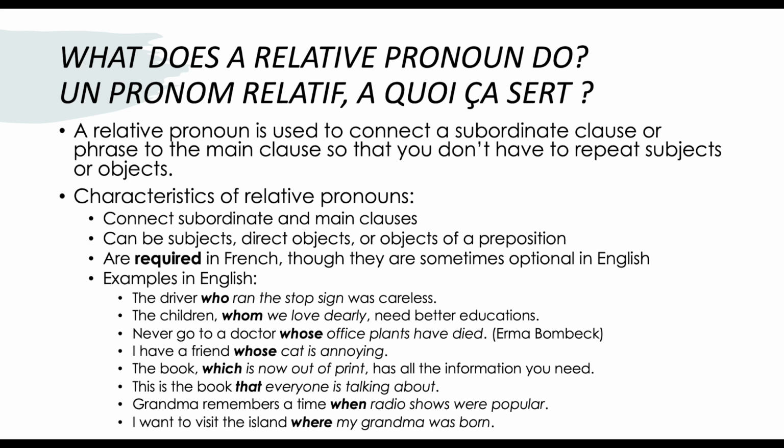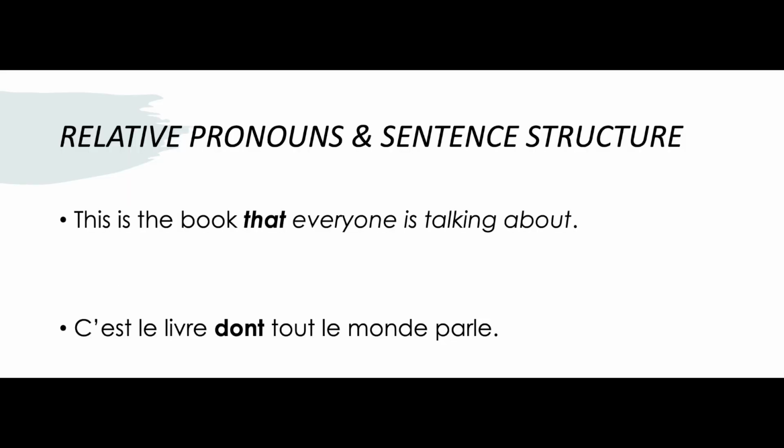So here are some examples in English using who, whom, whose, which, that, when, where. Those are all relative pronouns joining the two clauses. We also have to think about sentence structure when we talk about relative pronouns in English versus French. Here we have an example: this is the book that everyone is talking about, or in French, c'est le livre dont tout le monde parle.